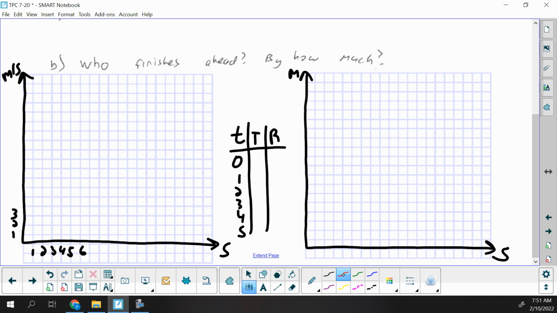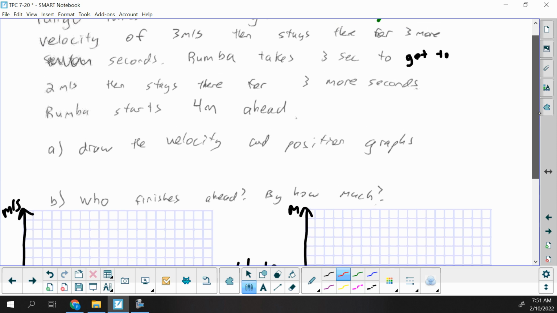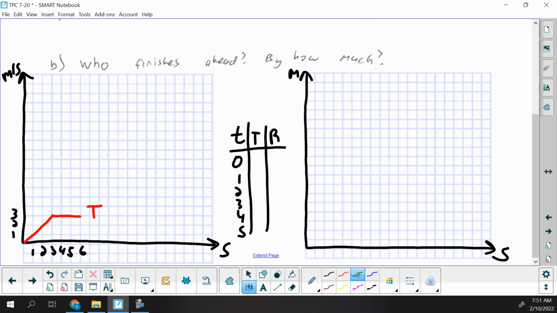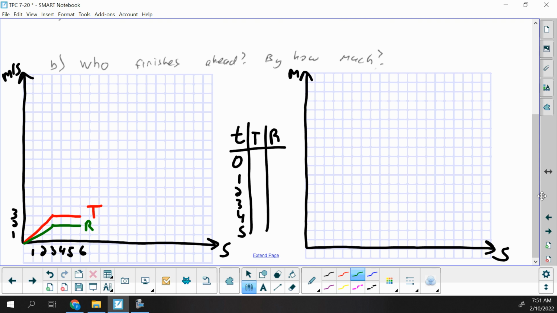All right, Tango takes 3 seconds to get to 3 meters per second and then stays there for 3 more seconds. So your velocity graph for Tango should have looked like that. Rumba takes 3 seconds to get to 2 meters per second and then stays there for 3 more seconds. So here's Rumba's. So that's your velocity graph. They told us that Rumba started 4 ahead. So in our t-chart, Rumba should be at 4, Tango should be at 0. So let's do Tango first.